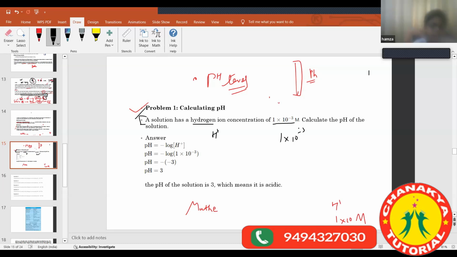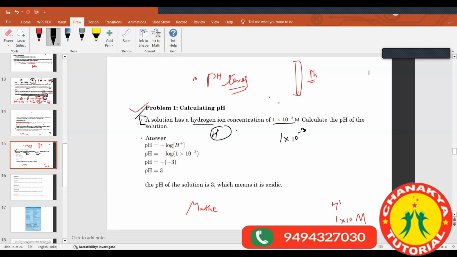Ma'am, is it a positively charged or negatively charged ion? H plus, hydrogen ion, simply. Whether it's positive or negative, we don't care about that for now. Whatever it is, it's H plus. Obviously, it will be positively charged because it is hydrogen. If it is OH, then you can say OH minus.